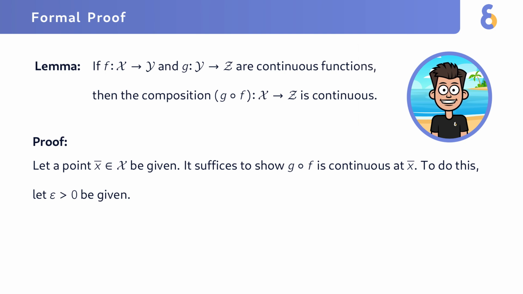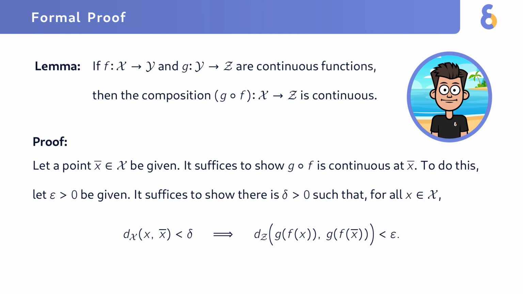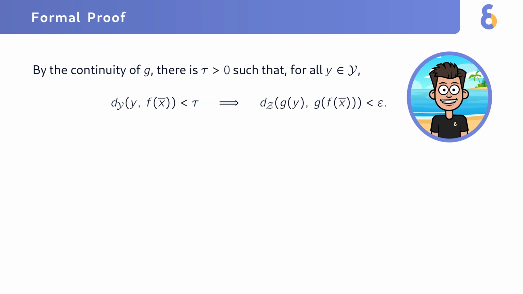To do this, let epsilon greater than 0 be given, and then it suffices to show there is positive delta such that for all little x in X, if the distance between x and x bar is less than delta, then the distance between g of f of x and g of f of x bar is less than epsilon. Doing this clearly identifies the goalpost for our proof, and it helps guide the reader. With the stage now set, let's leverage the continuity of f and g as we did in our diagram.